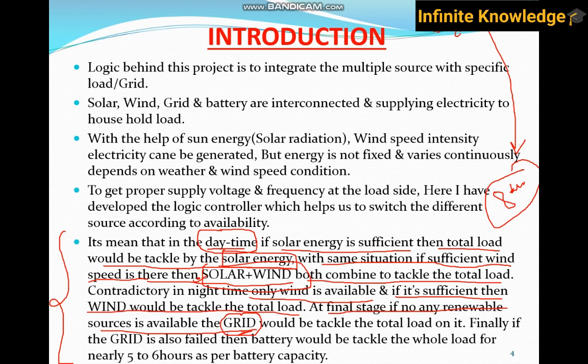So the price of electricity will increase if you are taking power from the grid. That is obvious. And finally, if the grid also fails, what does it mean? There is no wind, no grid, no solar, no source at all. There is only a battery.